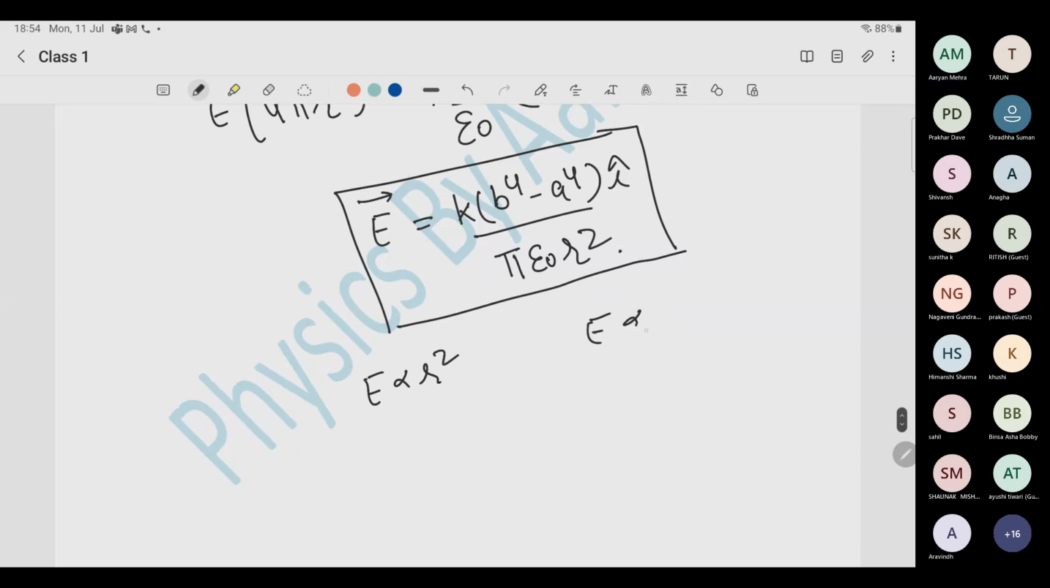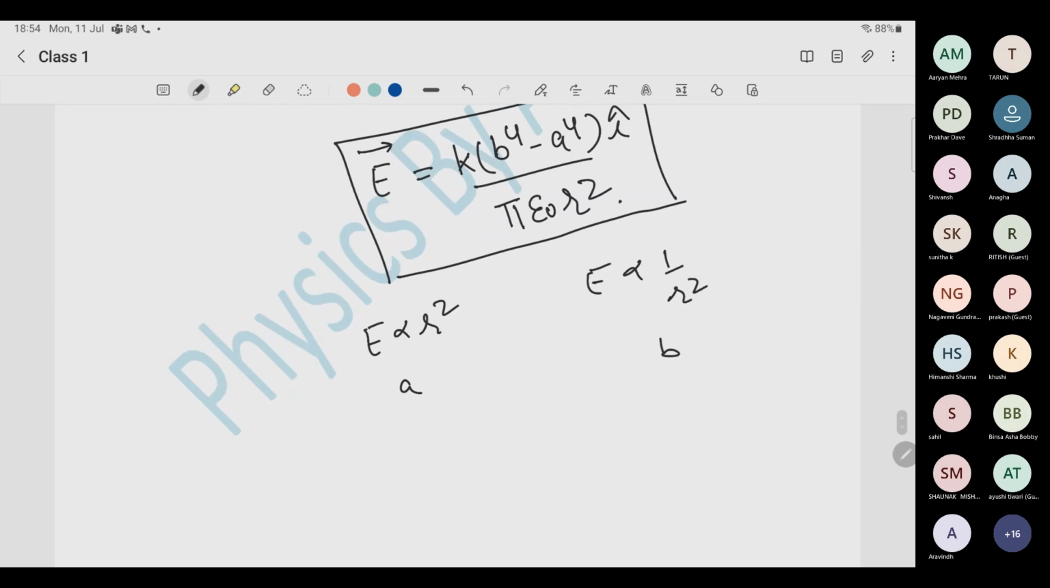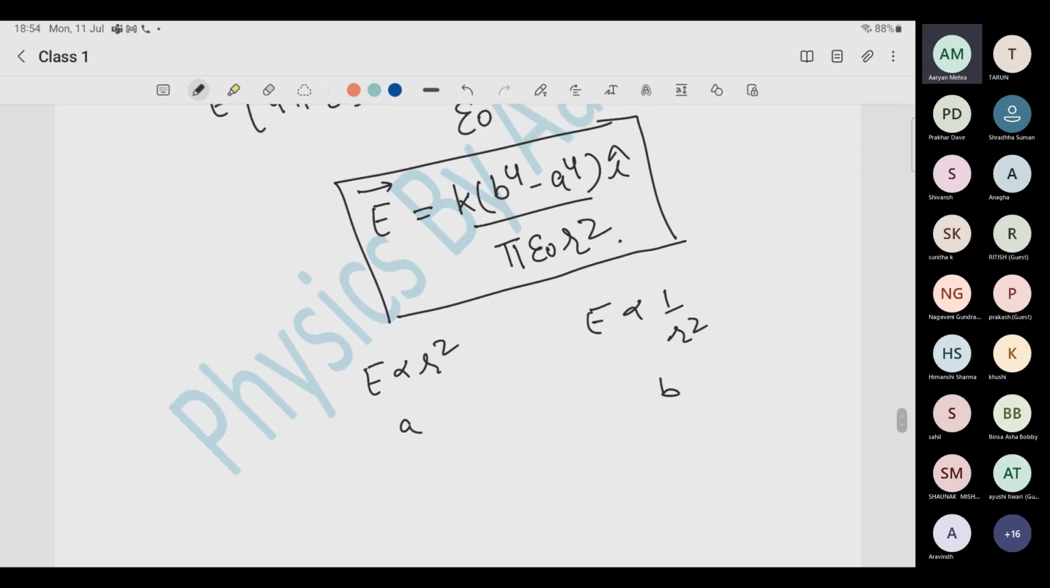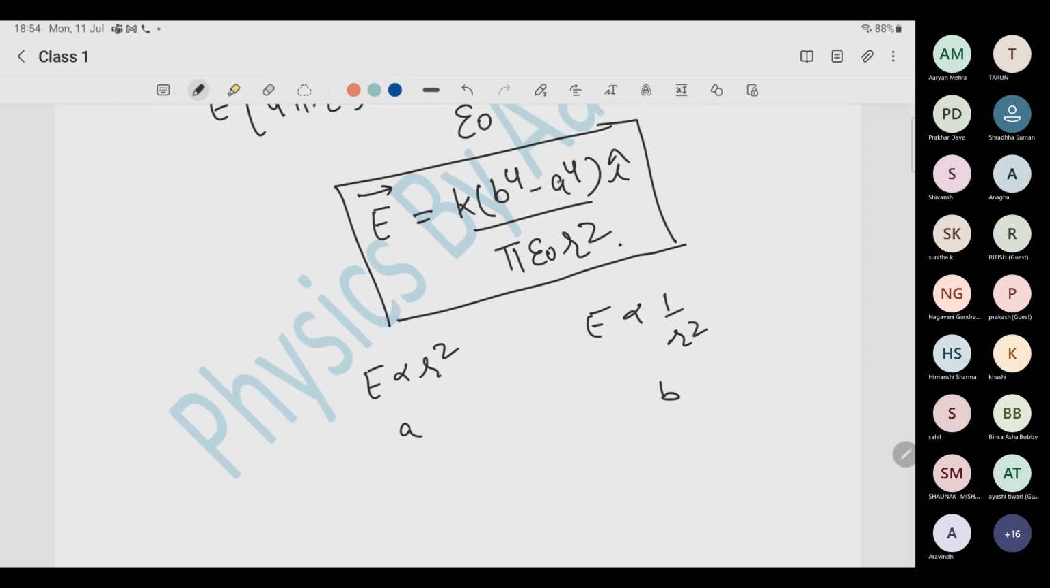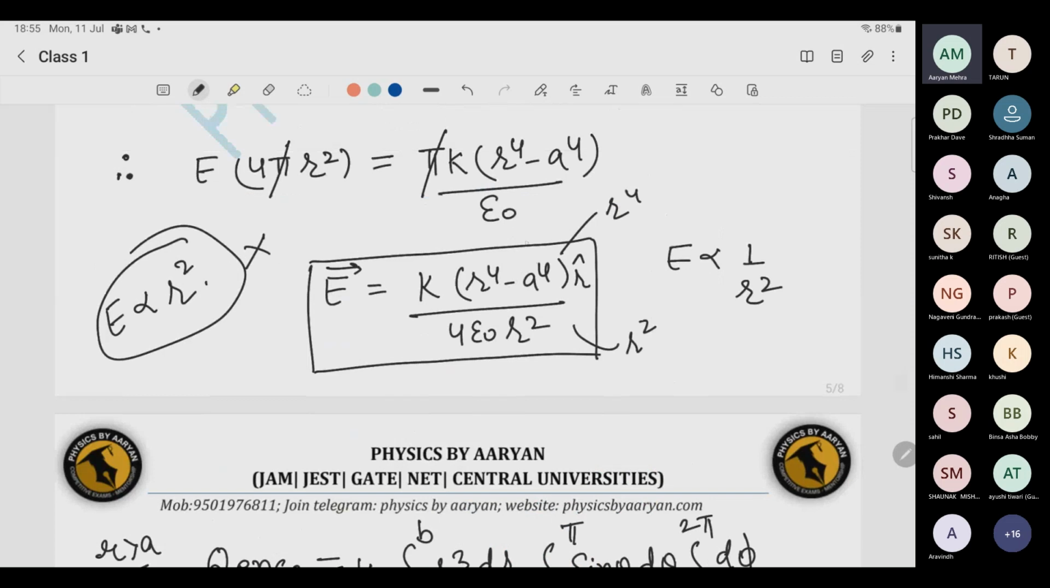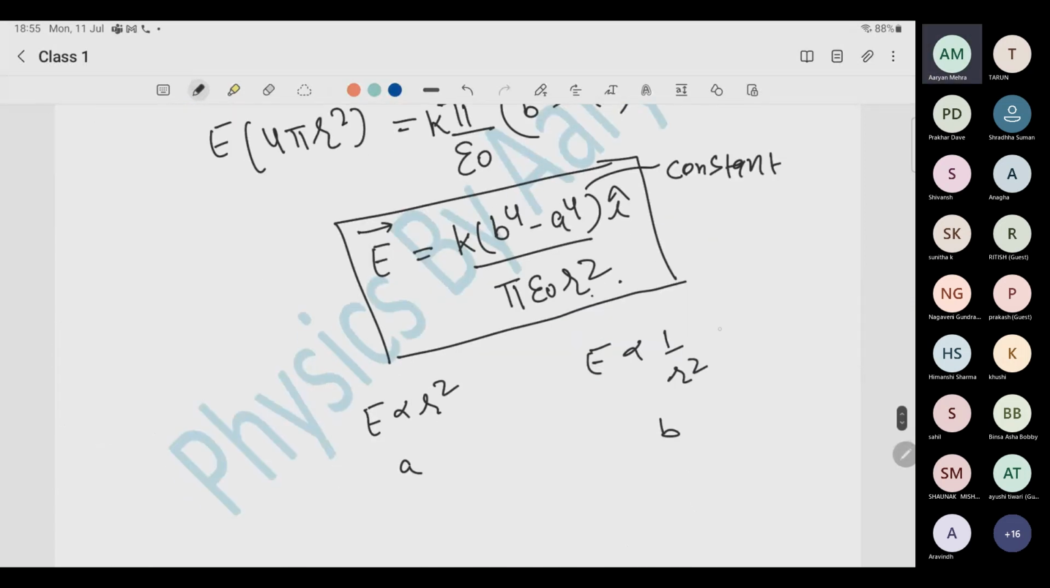Which one is this now? A or B? B. Why? Because b raised to 4 minus a raised to 4 is constant. It is constant because b is constant, a is constant. The only thing is r, so E is inversely proportional to r square. In the previous case, the upper part was not constant, it was r raised to 4 minus a raised to 4. That is why we had that, but here it is okay.